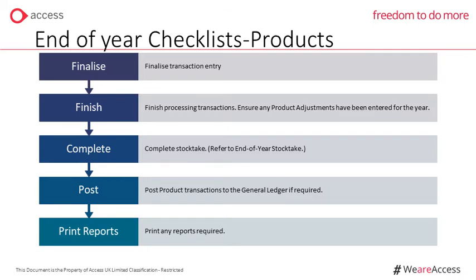For the end of year checklist for products, finish processing your transactions, ensuring any product adjustments have been entered for the year. Complete your stock take. Print your product's GL postings report and post transactions to the general ledger. Print any reports required, for example, the product status by date or the product status report. Archive your data. Take note of the time and date and keep this archive as a permanent record.